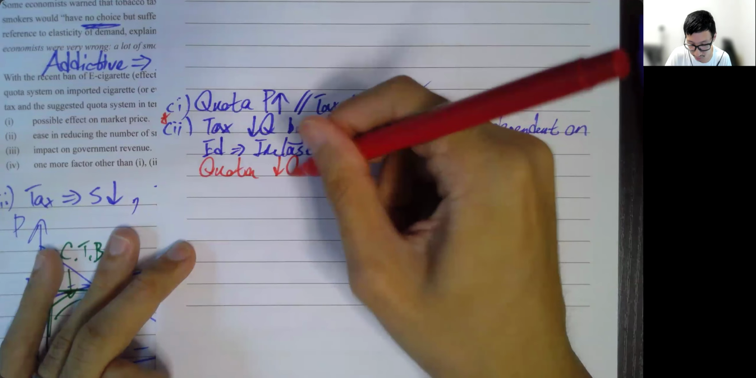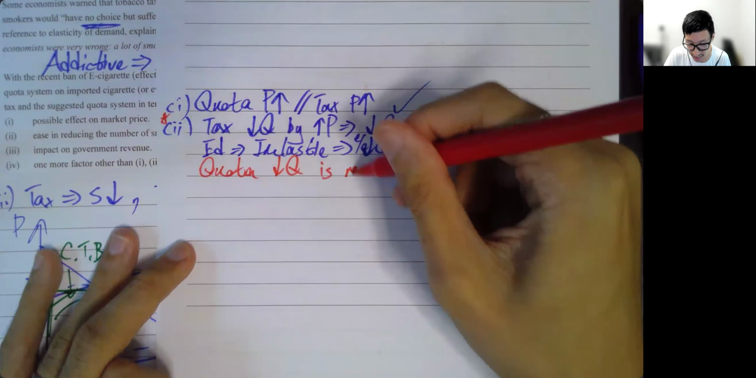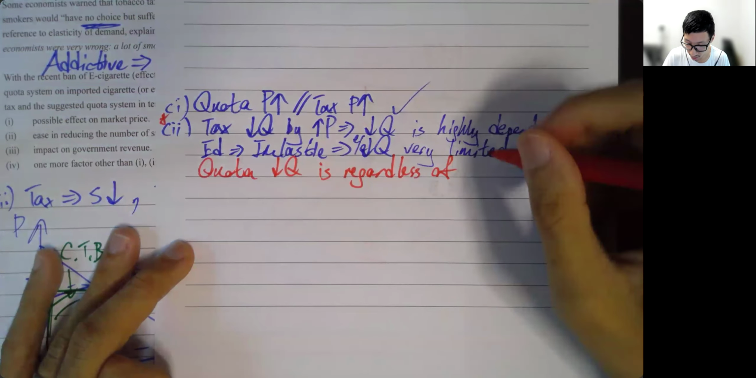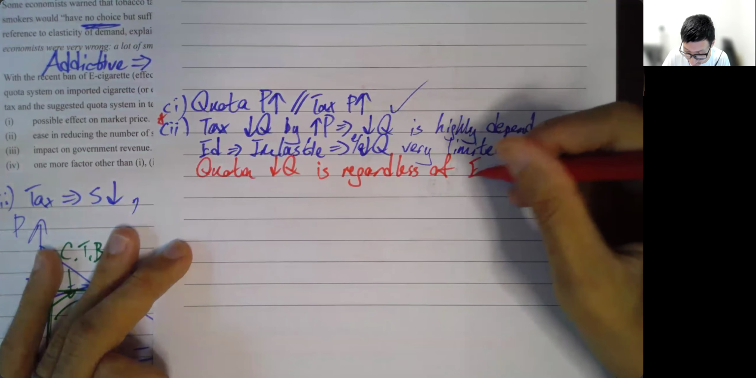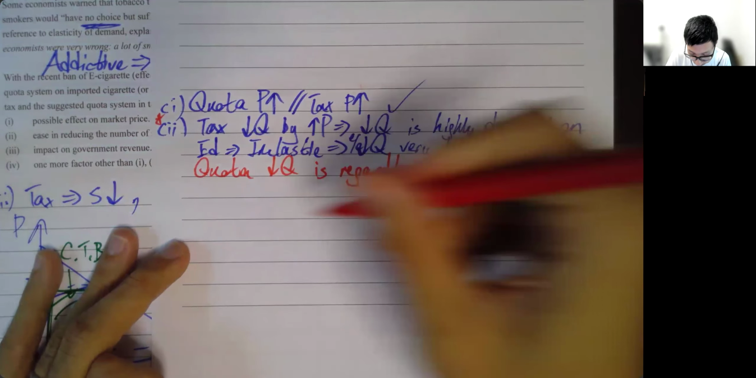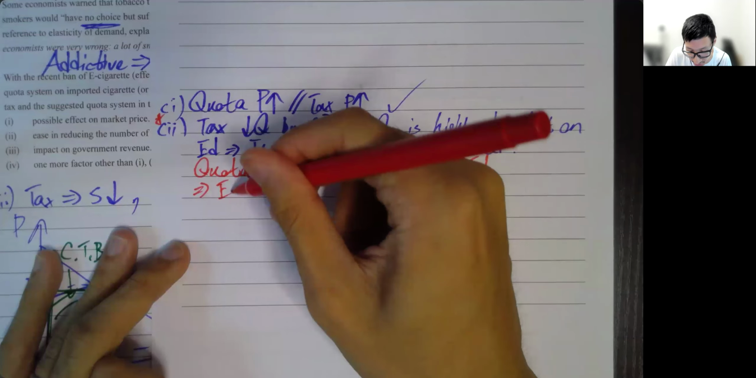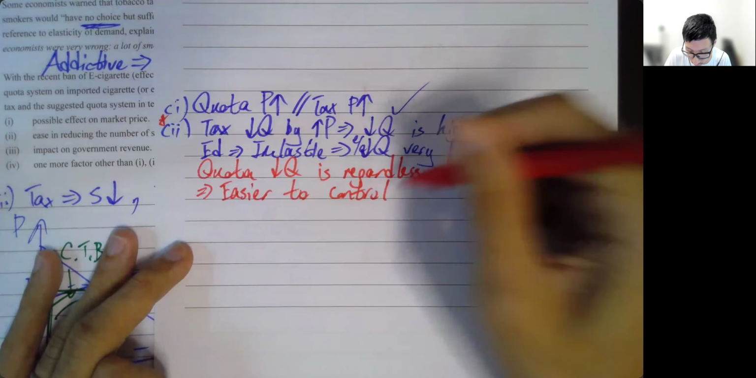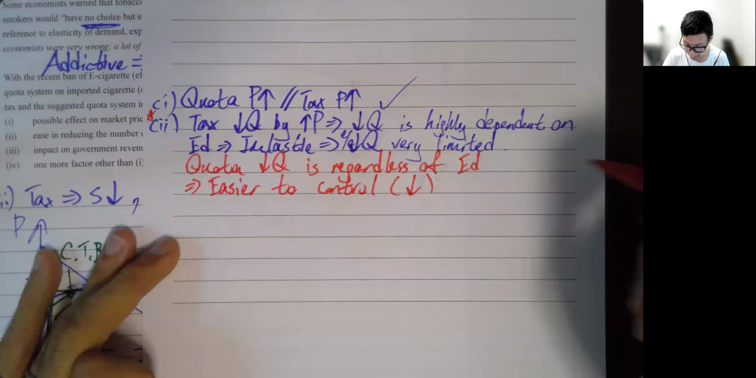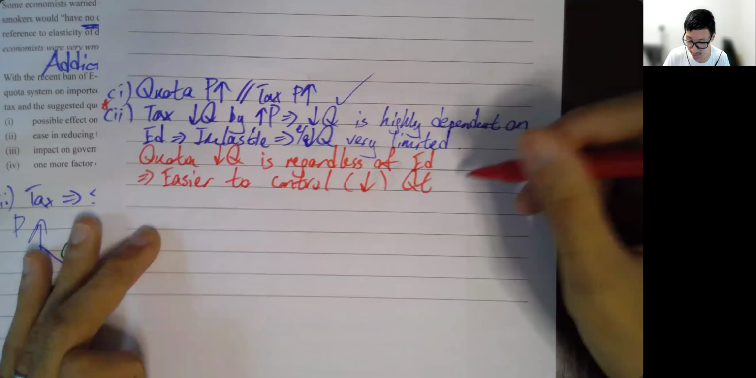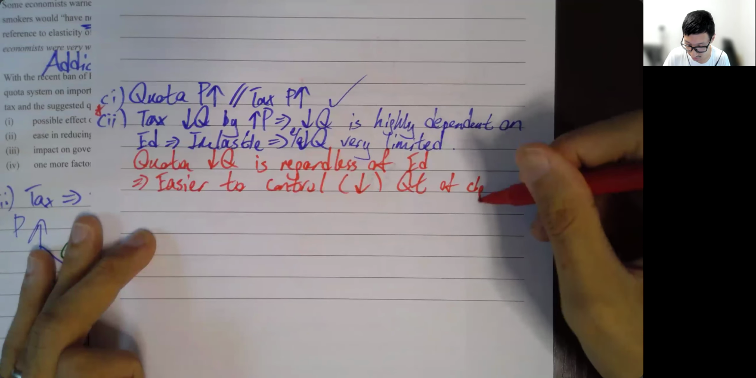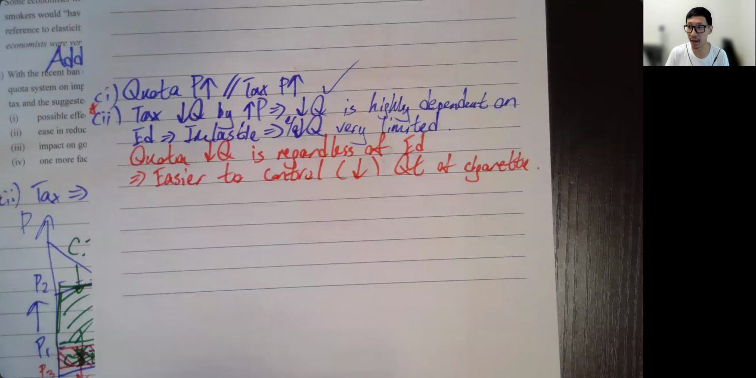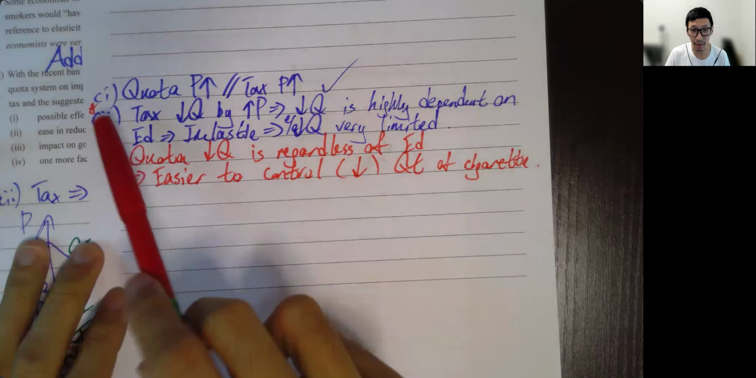the drop in quantity is regardless of elasticity of demand. Therefore, quota is easier to control, or more precisely, to drop the quantity transacted of cigarettes. 係咪直接了當啊？ OK，唔俾你就唔俾你啦。 OK，好嘛？ So this one very important.